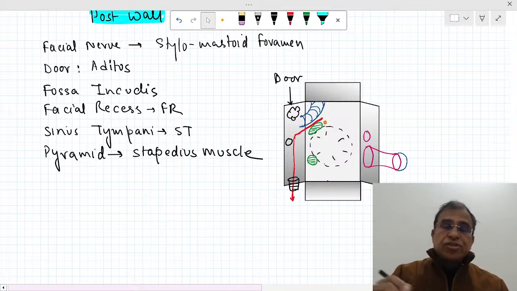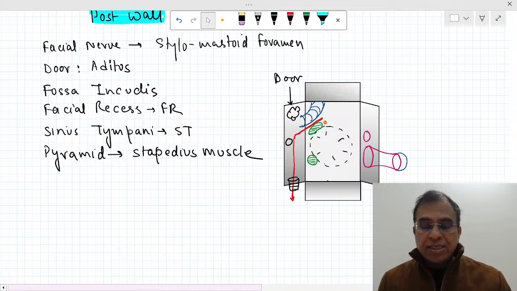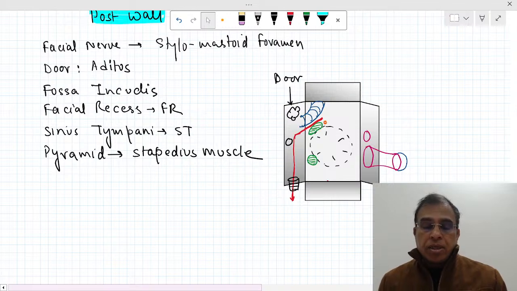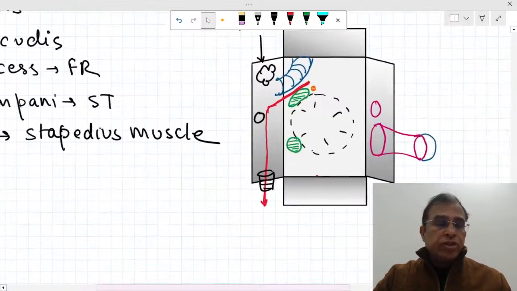So these last three names are the most important names from the posterior wall. Facial recess, sinus tympani, pyramid with the stapedius muscle, and you have to know about all these three names, with some few points which we are going to do next. Now before we start talking about these three things, let me tell you the location of the three things.